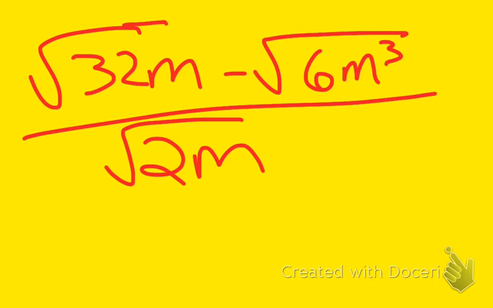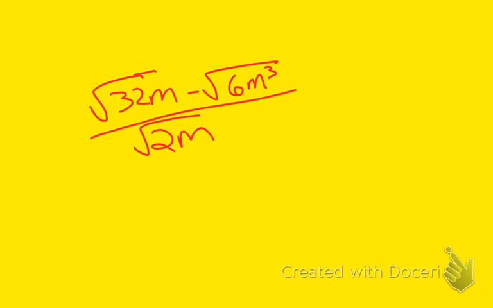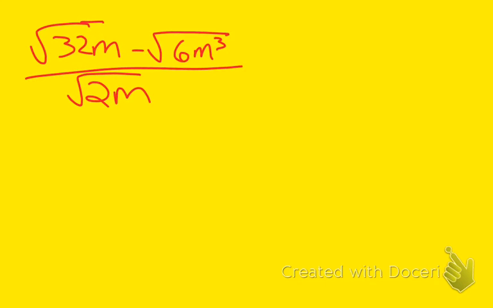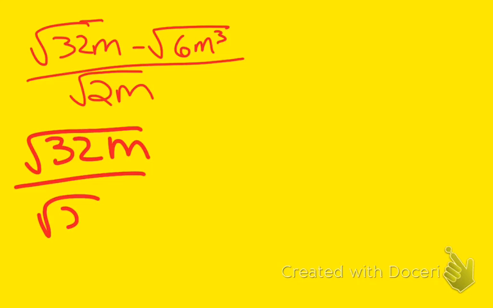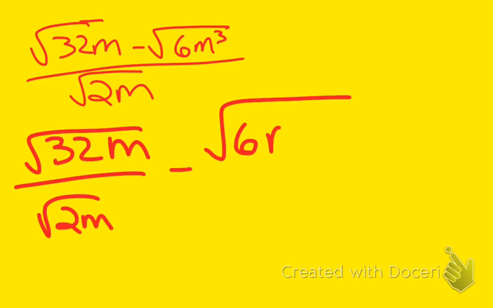Okay. Let's do another one. So we've got the same thing. We'll put the square root of 2m under the square root of 32m and under the 6 square root of m to the third. We're going to make some smaller there: the square root of 32m over the square root of 2m minus the 6 square root of m to the third over the square root of 2m.